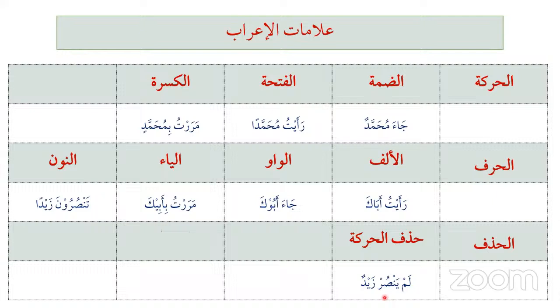of jazm. Now, what's the indicator that yansur is in the state of jazm? Hazful haraka. You've omitted the haraka, which is a dhamma, because before it was yansuru, now it's become yansur. The fact that you have removed the haraka, hazful haraka, that is the indicator that yansur is in the state of jazm. The point here is that removal of the haraka is a sign.